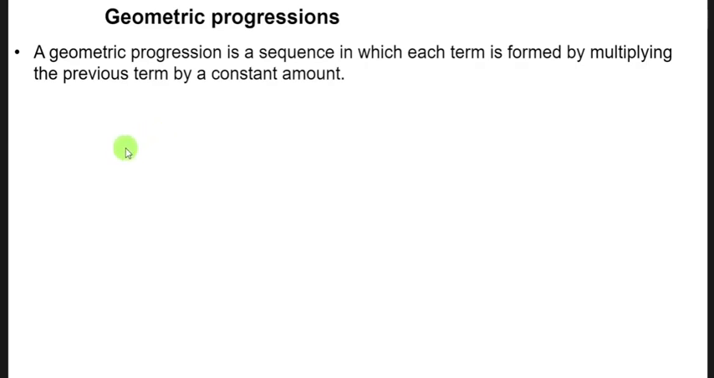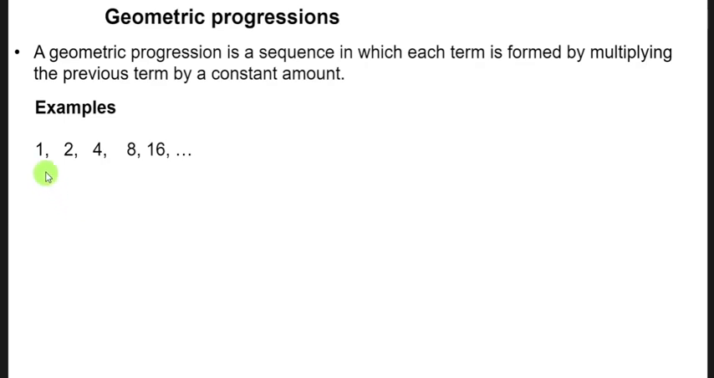For example, let's say we have this as a geometric progression: 1, 2, 4, 8, 16. For this to qualify as a geometric progression, the next term must be found by multiplying the previous term by a constant amount. So is it true that this one is a geometric progression? Yes, it is true.